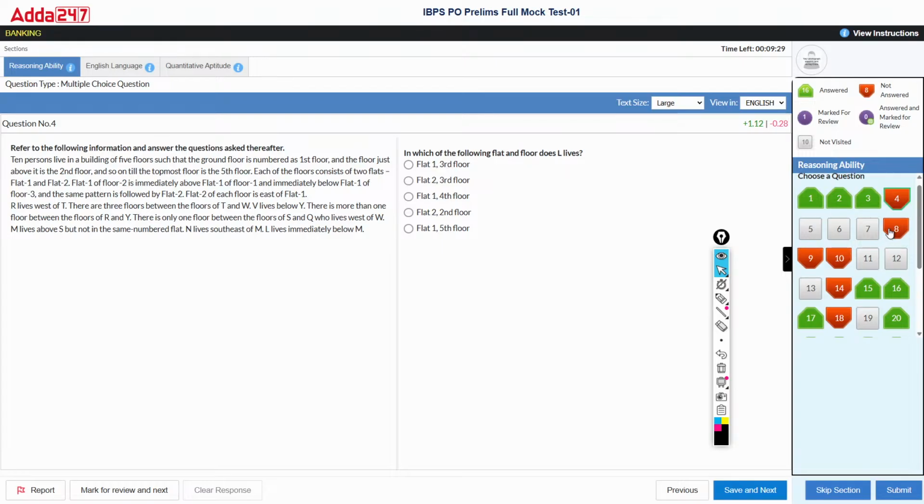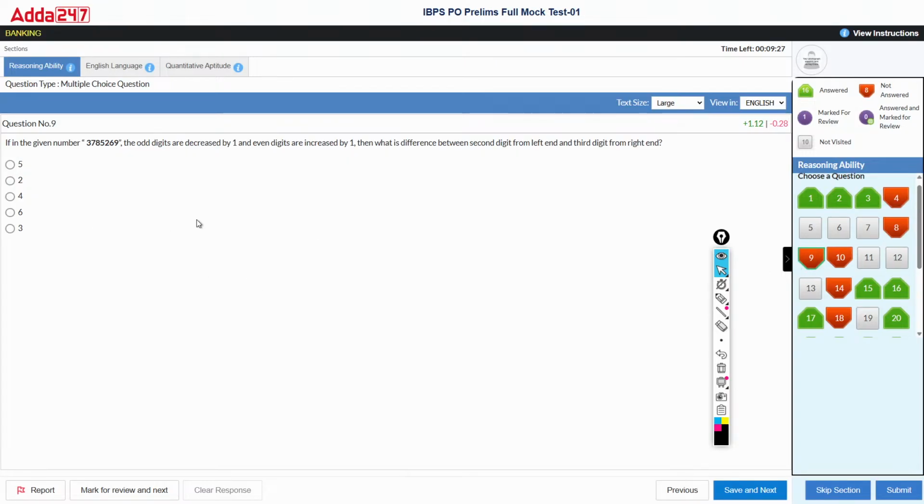10% to float, right? Okay. Odd number decreased by 1, even increased by 1. Difference between the second digit from the left end and third digit from the right end, plus 1, right? So 3 is the difference.